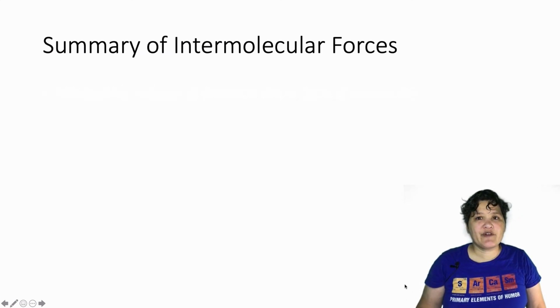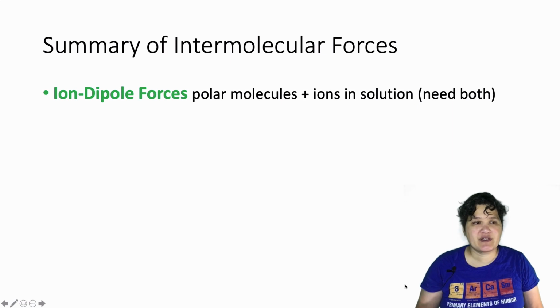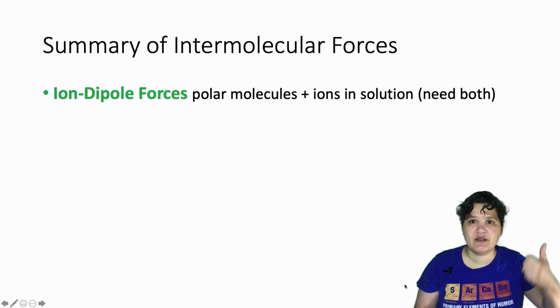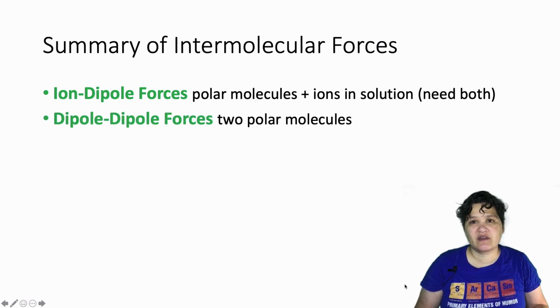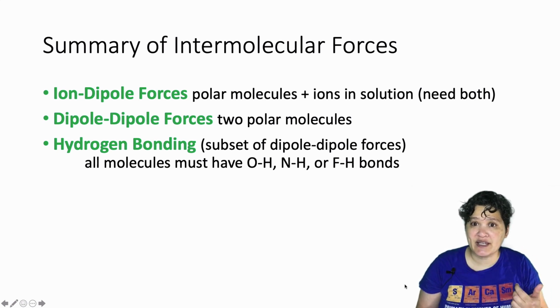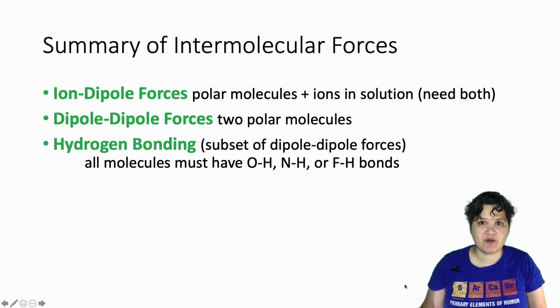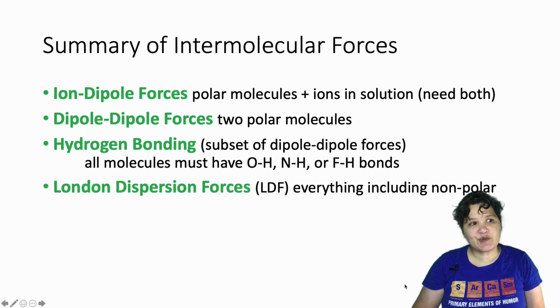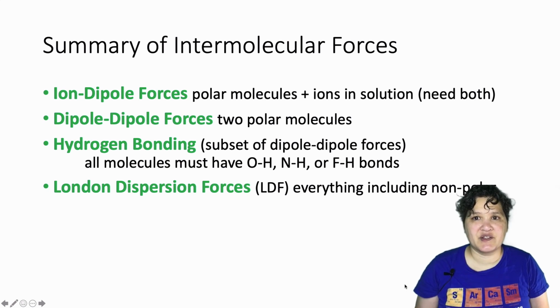Okay, quick summary of intermolecular forces. First of all, ion-dipole forces. Remember, you're going to need, for that, both a polar molecule and an ion. Dipole-dipole forces, you need two polar molecules. Hydrogen bonding. You need two polar molecules that contain a really strong dipole. And again, oxygen-hydrogen, nitrogen-hydrogen, fluorine-hydrogen, or also sometimes chlorine-hydrogen. London dispersion forces, basically everything has London dispersion forces.